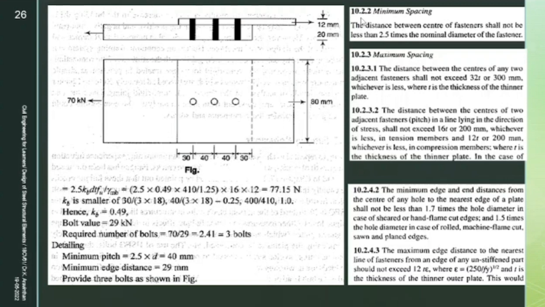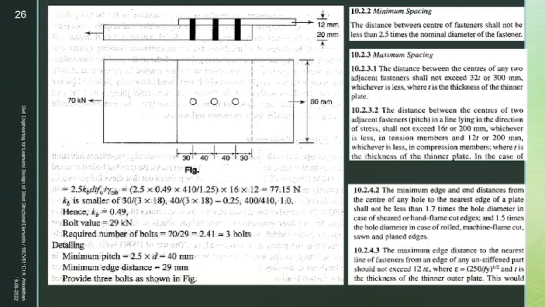10.2.2. Take down clause 10.2.2. Minimum spacing. So they have given the fasteners of minimum spacing. So what is the formula? The distance between the fasteners shall not be less than what? 2.5 times the nominal diameter. Now what is your nominal diameter? 16 mm. So you multiply 16 into 2.5. You will be getting what? 40 as your first answer.